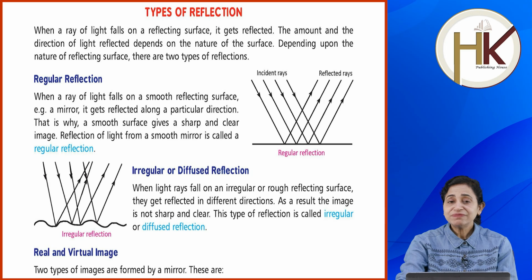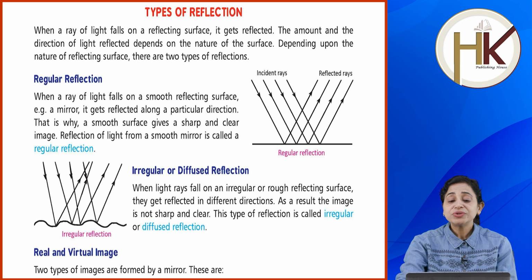Types of reflection. When a ray of light falls on a reflecting surface, it gets reflected, and the amount and the direction of light reflected depends on the nature of the surface. Depending upon the nature of the reflecting surface, there are two types of reflections. One is regular, another is irregular or diffuse reflection. So, number one we are going to read is regular reflection.